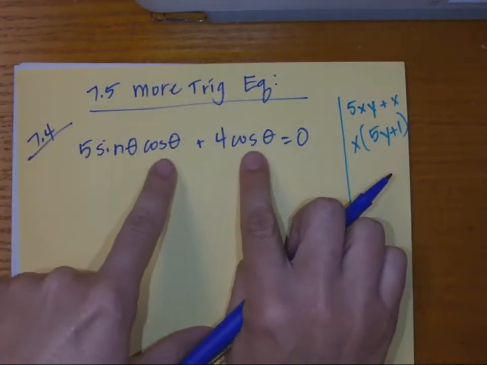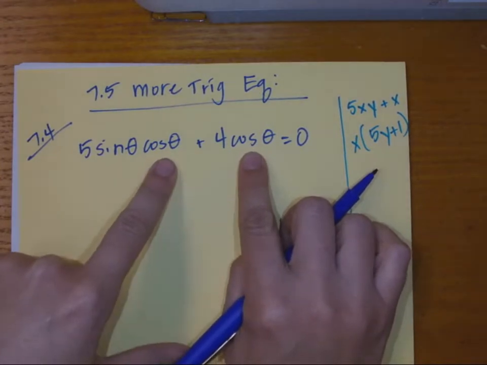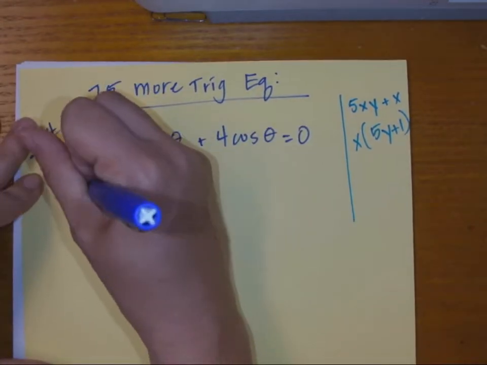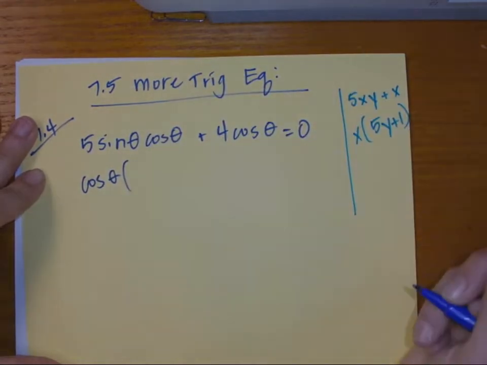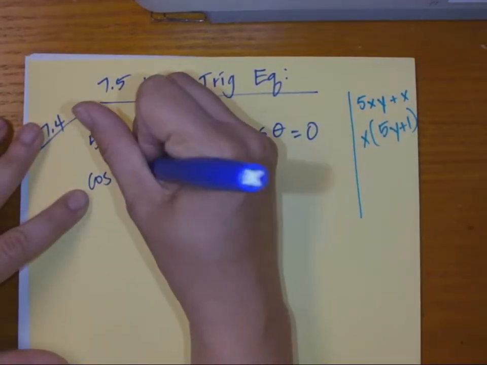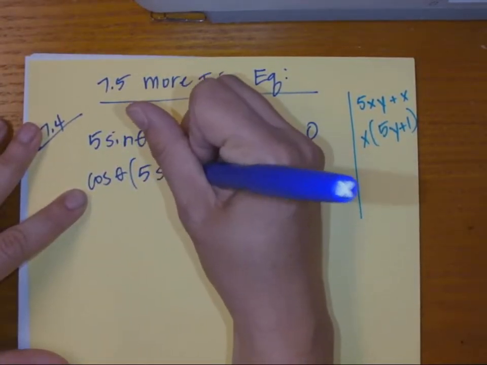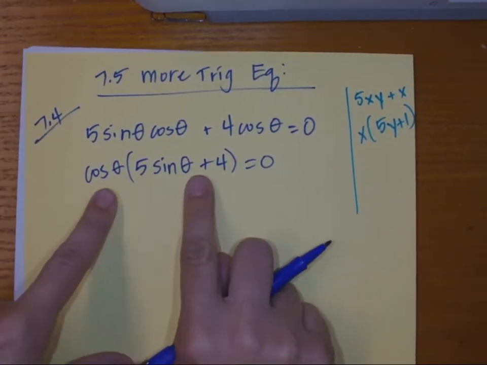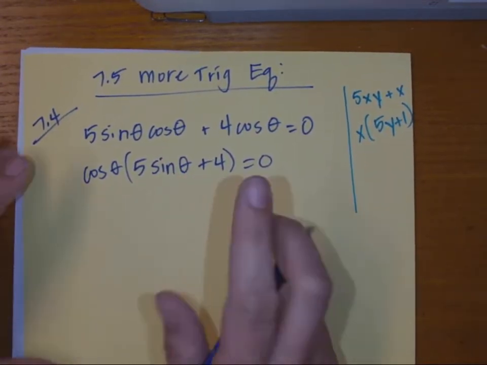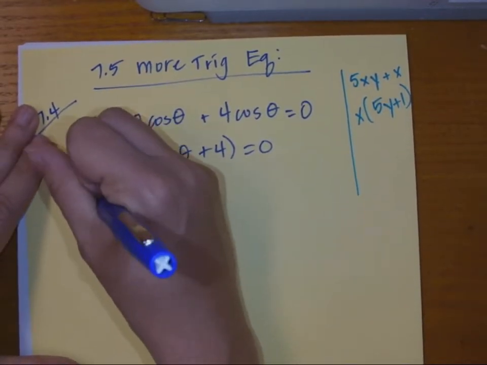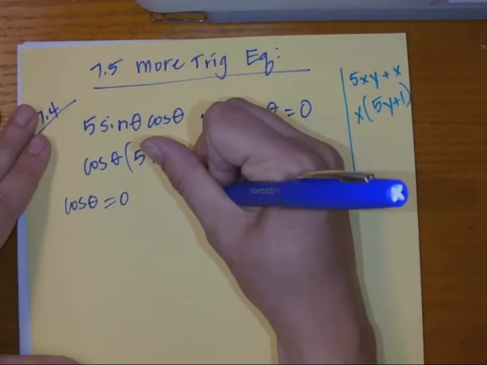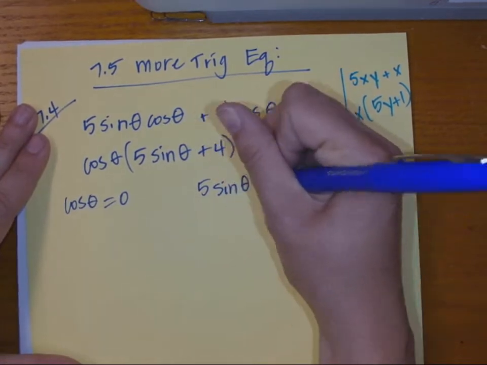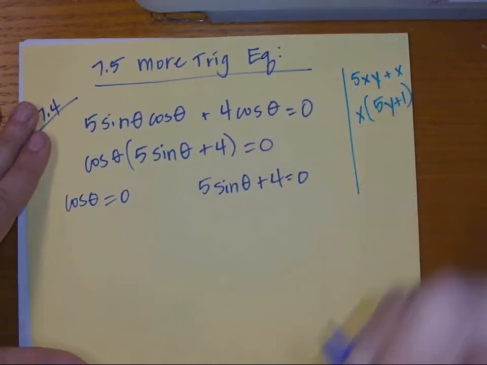Notice I have cosine here in both of these, so I can pull out a cosine theta. That's the GCF. I'm left with 5 sine theta plus 4. And then again, I have two factors. I can set both factors equal to 0, so I get cosine of theta equals 0, and 5 sine of theta plus 4 equals 0.